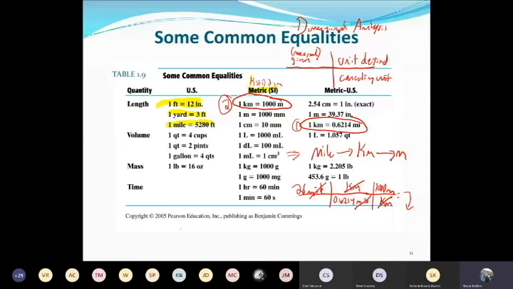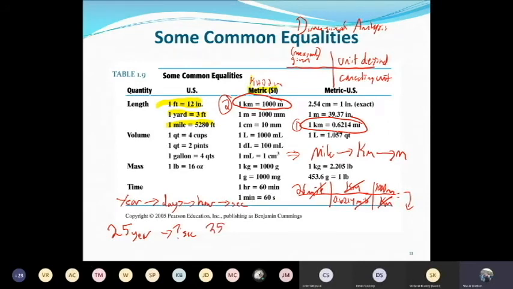So my question for you is, how many seconds have you lived? That's the question. So we have a 25-year-old student. How many seconds have you lived in your life? The first thing we have to understand is that we have to convert years into days, and then we convert days into hours, and then hours into seconds. So this is a multi-step problem.